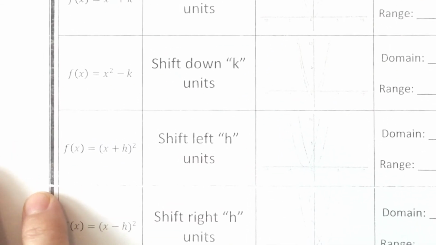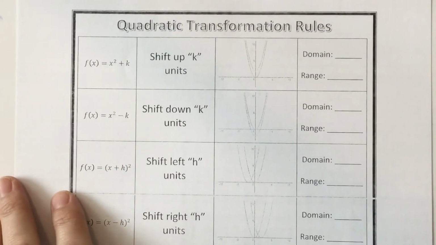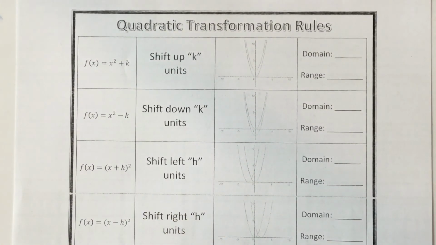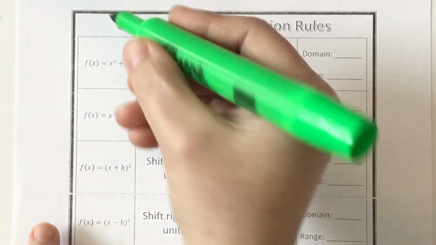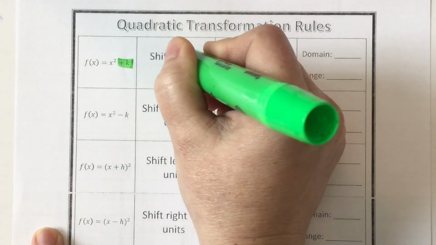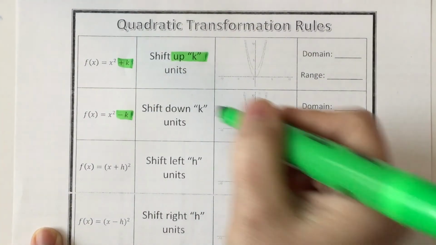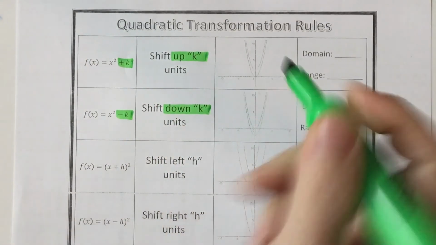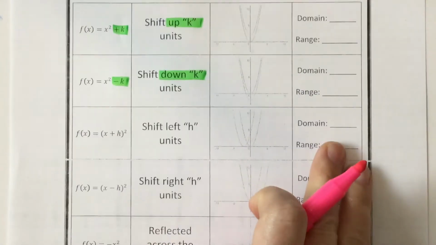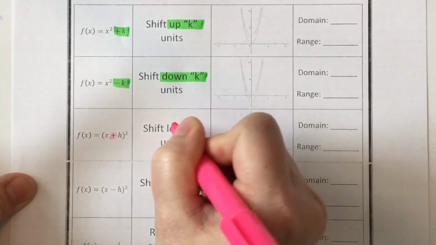Okay, so that's our little discovery lesson with the calculator. Now I've got these notes on the Canvas calendar, so if you wanted to look at them, you could. So I'm just going to go over what we just discovered. A plus in the back makes the graph shift up however many units. A minus in the back makes the graph go down that many units. A plus inside the parentheses makes the graph go to the left.